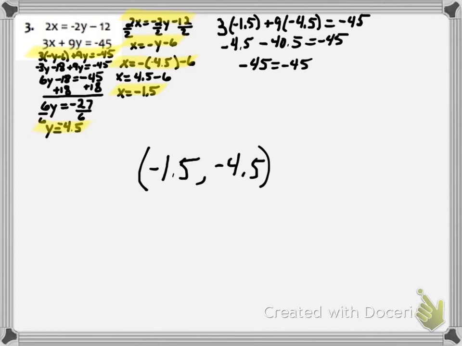To check my work, to make sure it worked in both equations, I took the second equation, the 3x plus 9y equals negative 45, and I subbed in the x value and the y value. When I distributed, I got negative 4.5 minus 40.5 equals negative 45. And when I combined, I did find that negative 45 was equal to negative 45. So therefore, my solution was x is negative 1.5, comma, negative 4.5.